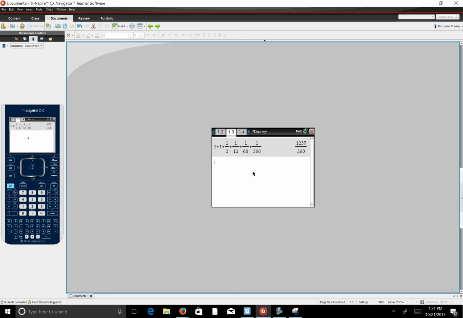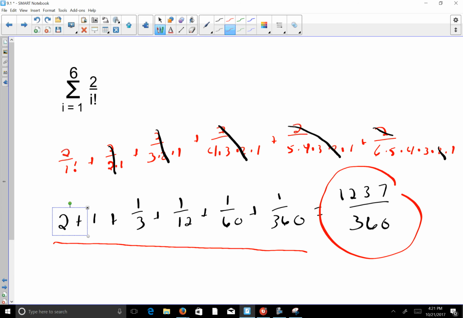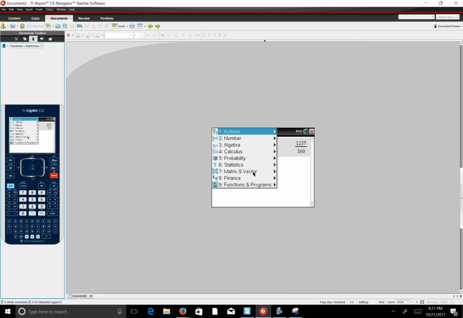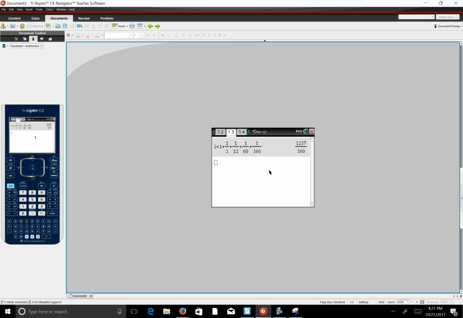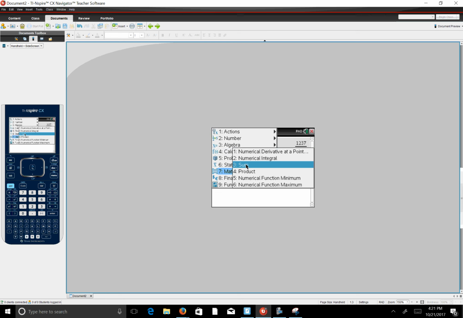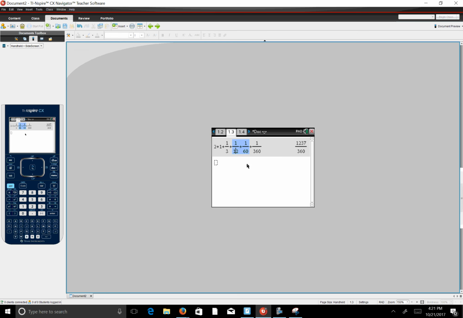And there is a better way, and I'm going to show you how to use your calculator. We're going to do the last problem that we just did: the summation starting at i equal to 1 to 6 of 2 over i factorial. When I pull out my calculator, I'm going to press menu. On the menu, I see number 4 says calculus, and we'll press calculus. Then number 3 is sum, at least in my calculator. You're going to look for summation.